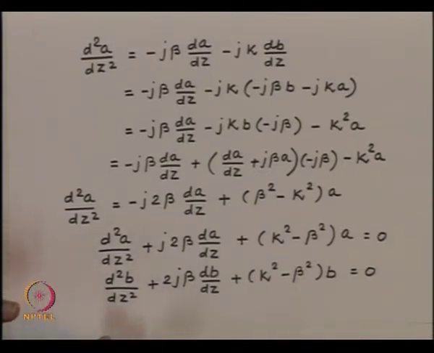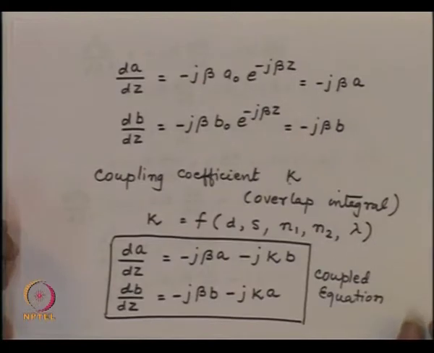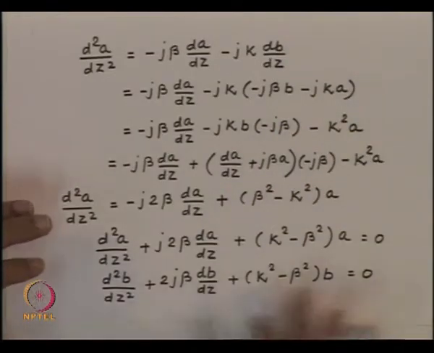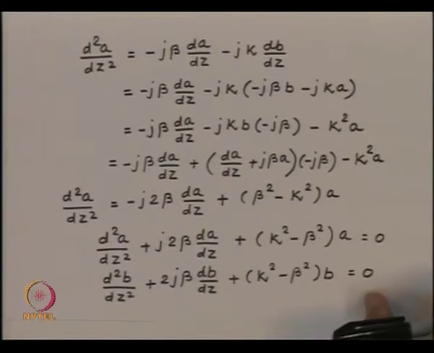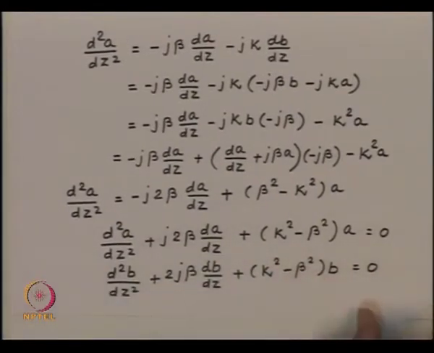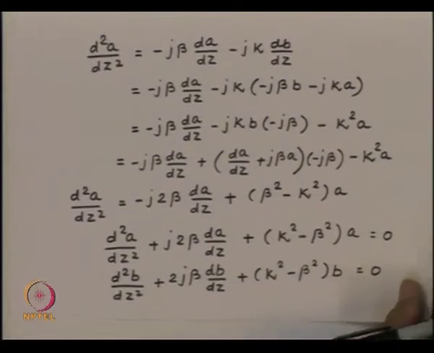So, what we find now is that after decoupling these two equations, the coupled equation which we had initially, we get a second order differential equation which governs A and B. We can write down the solution for this. This is a very simple differential equation. This quantity is constant, this quantity is constant. So, this is a second order differential equation with constant coefficients.